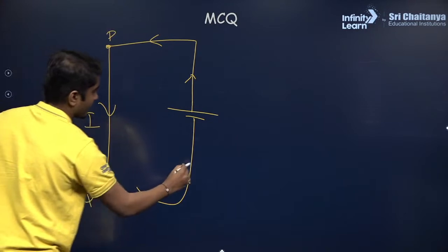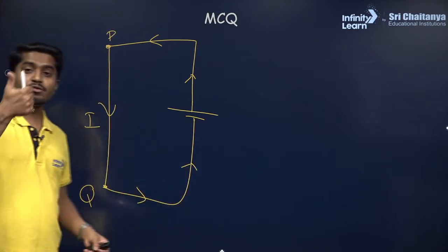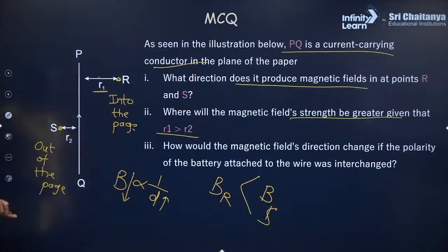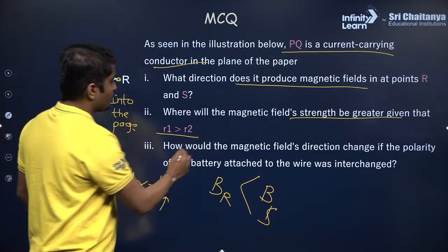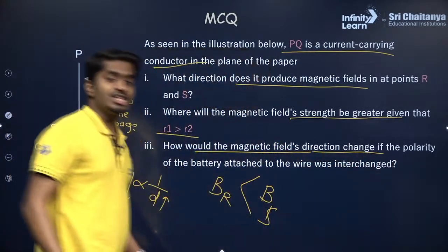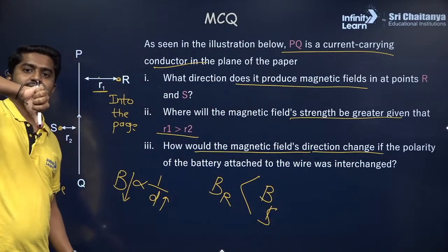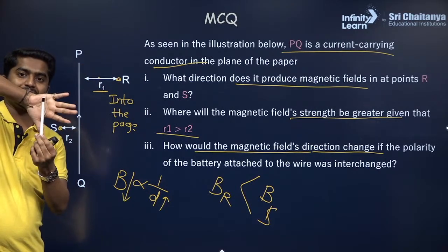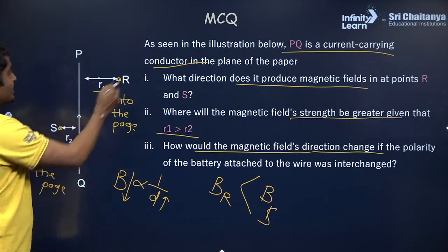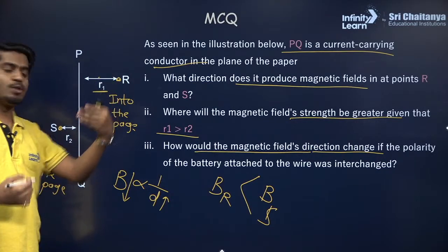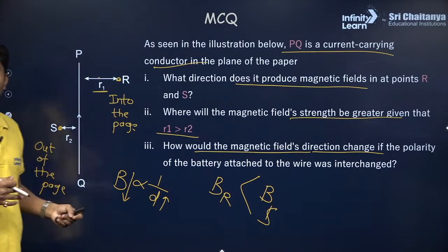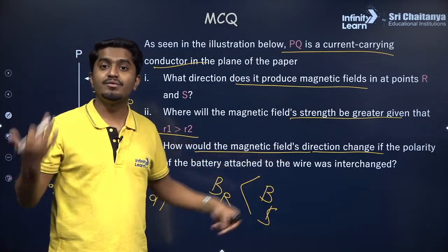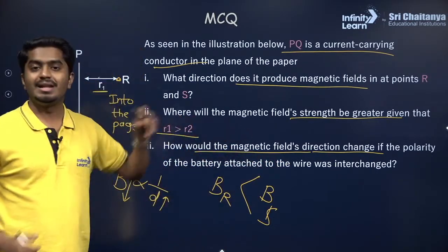There is a current direction, right? Earlier the current was going up. I am still using the right hand rule. Now the current direction is going down. So now, what would the magnetic field's direction change be? When you change the direction of current, what will happen to the magnetic field direction? At this point R, now you look at the fingers, they are coming out. So the magnetic field lines are coming out. Here they go into the page. So when you reverse the current, the magnetic field direction will also get reversed. So that is the answer for the last one.